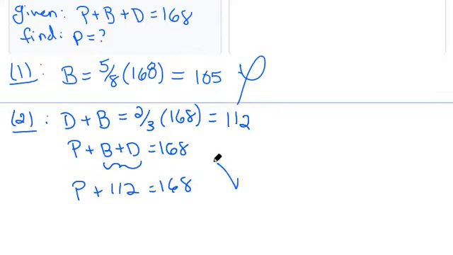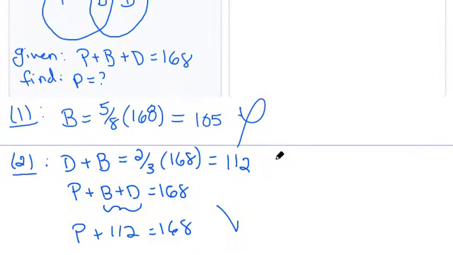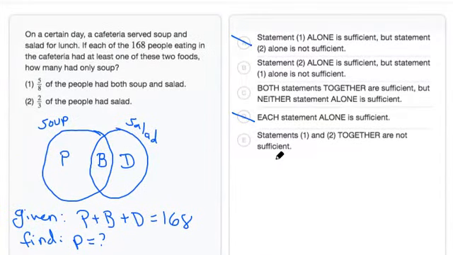This is enough information to be able to solve for P. We don't need to finish that out and find the numerical value, but we could, and that's enough to say that this statement alone is sufficient. So we can scroll back up and eliminate answer choices C and E, and the correct answer choice is choice B. Statement 2 alone is sufficient, but statement 1 alone is not sufficient.